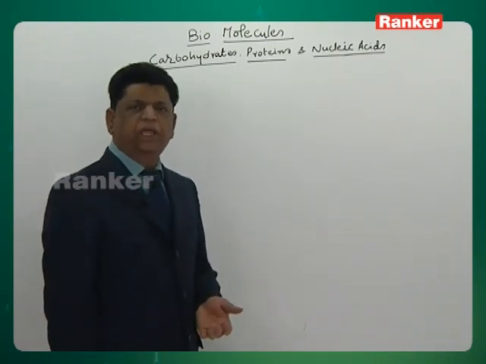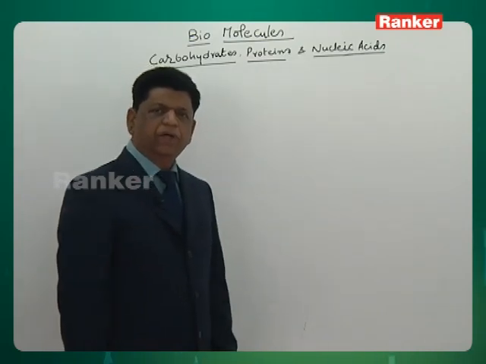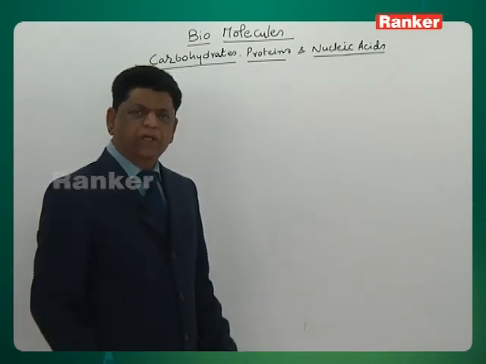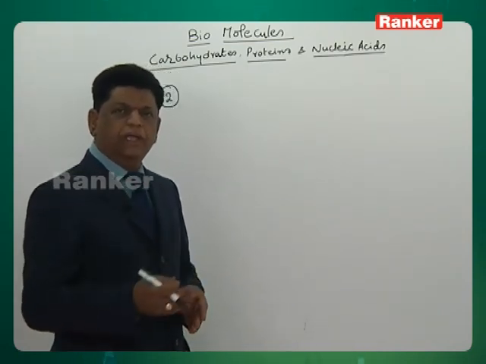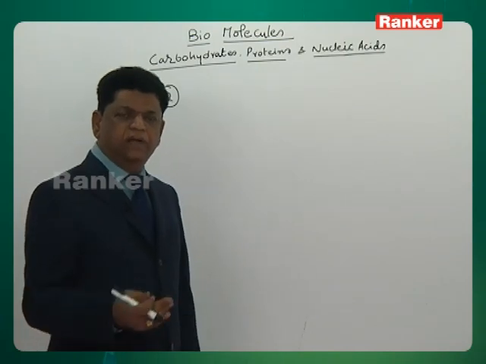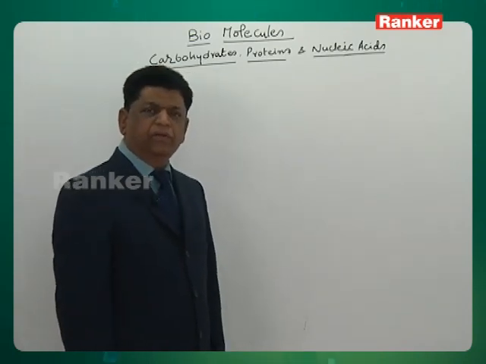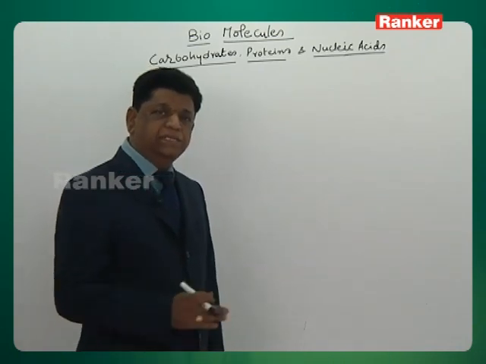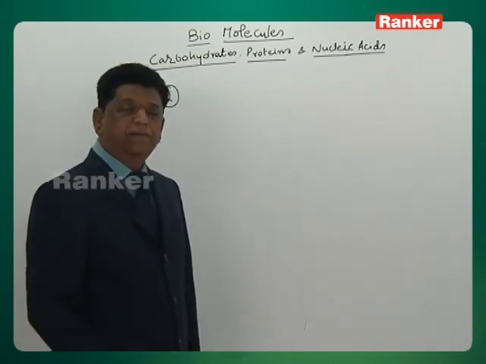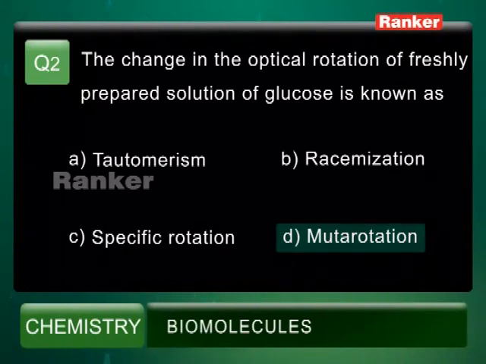When you crystallize through the hot method and the cold method, 2 different glucoses are obtained, having different optical rotation. But as time passes, equilibrium sets in: one slowly decreases and the other increases, and they give an average optical rotation, that is plus 52.7. That decreasing or increasing change of rotation as time passes, mutarotation, means changing rotation. So, option D is the right answer. Mutarotation is the right answer, changing optical rotation.